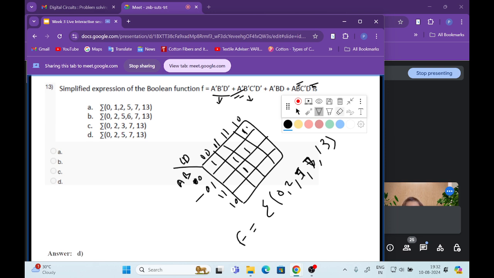So I can write again. It is 5 and 7, right? So this is 0, 2, then 5, 7. And this one is 13. Okay, just check with the answers. 0, 2, 5, 7, 13. Option D is the correct answer for this.